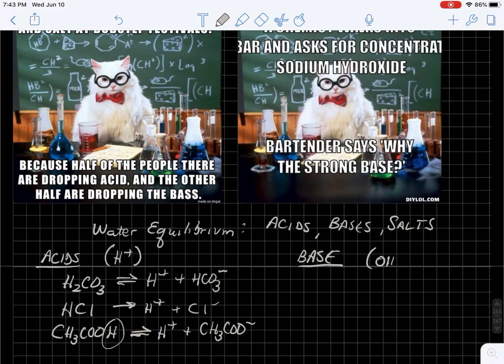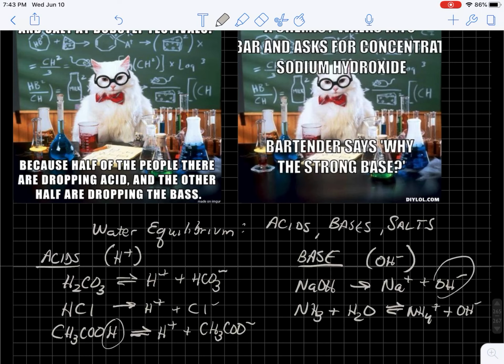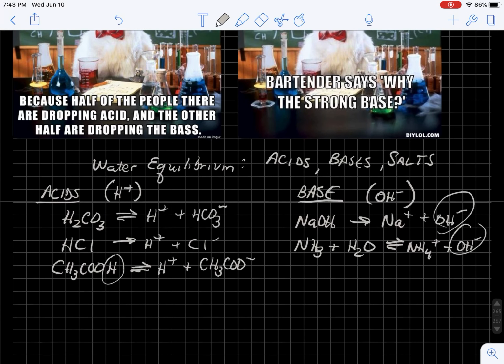A base dissolves in water and causes the production of OH-. So, for instance, you could have something like sodium hydroxide dissociate into Na+ and OH-. Or you could have ammonia, which reacts with water to produce ammonium and OH-. Again, as long as it produces OH- or has an OH- in the formula, we're going to treat it like a base at this level.